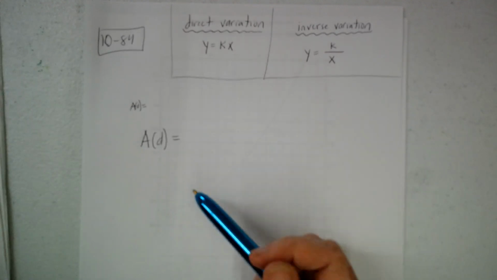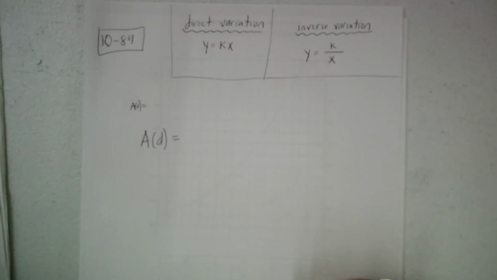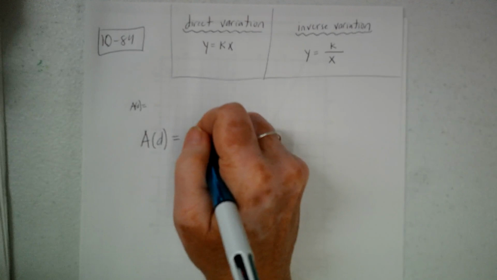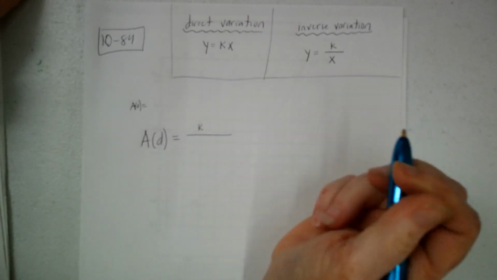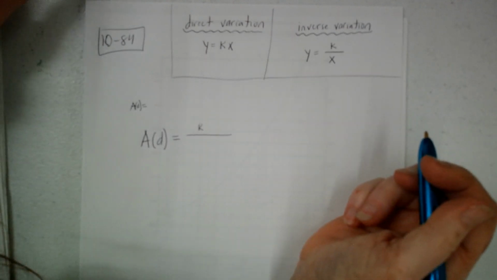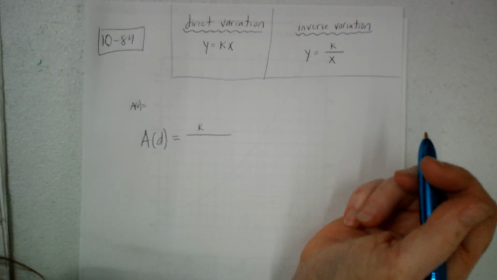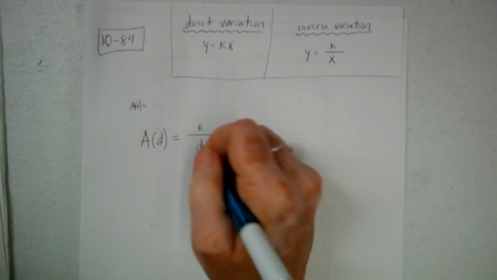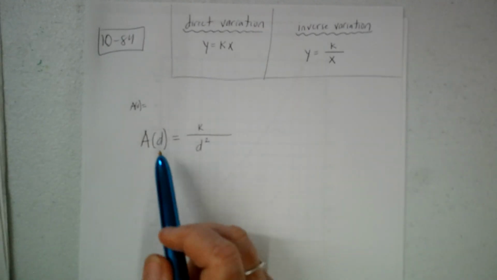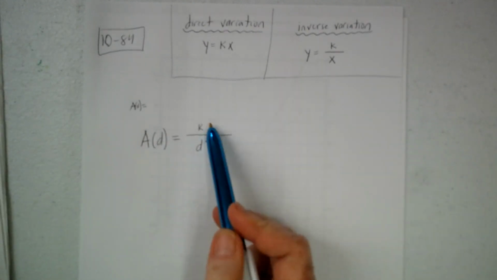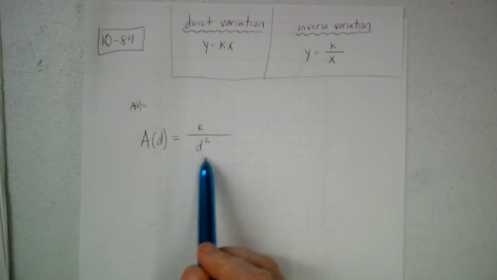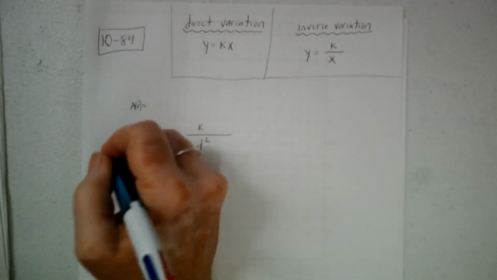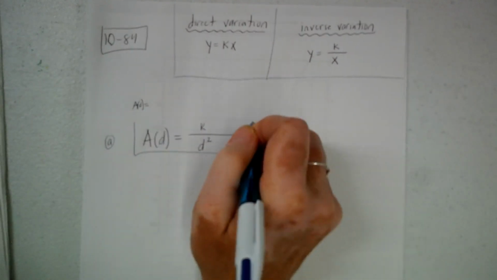So it says the amount of illumination of a light source is inversely proportional. So I have to go k over whatever it's inversely proportional with. And it says it's inversely proportional to the square of the distance d. So I'm going to use d, and I'm going to square it. So this says A is inversely proportional to d squared. Okay, so I think that's about it. That's letter A.